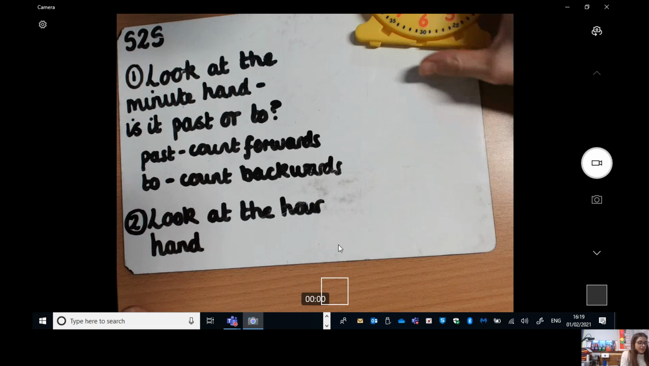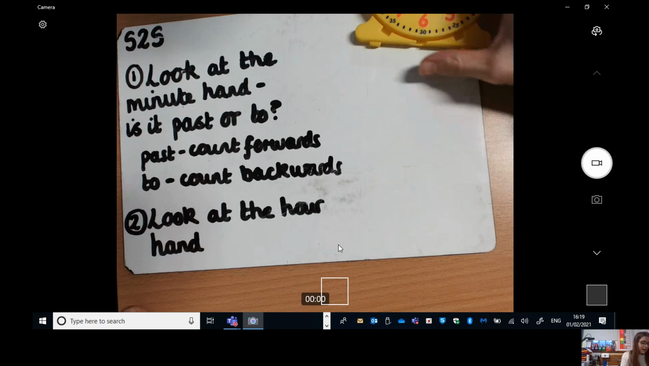So here's my first time that my clock face is showing. I'm looking only at the minute hand to start off with, which is the blue hand. I need to work out if it's past or to. As I've said before, if the minute hand is within this section here, between the 12 and the 6, I know that it is past. So for past, I'm going to count forwards. I'm not going to bother counting each individual interval. I don't have time for that. So instead, I'm just going to jump, and then I've got my 5, and it's between 5 and 10, so I'm going to count on from here. 5, 6, 7, 8. Okay, so it is 8 minutes past.